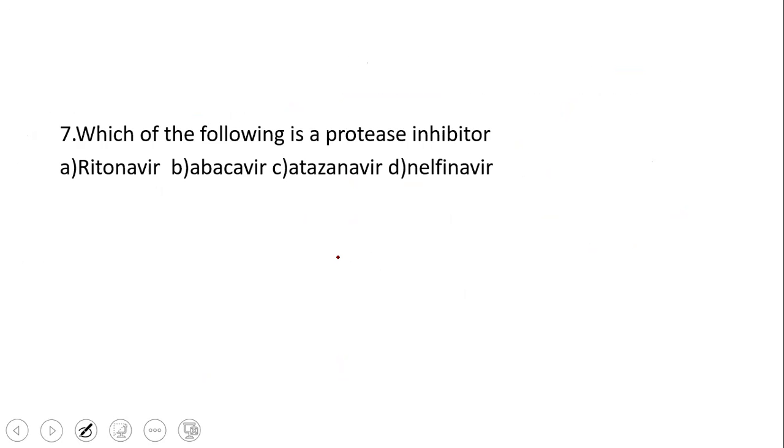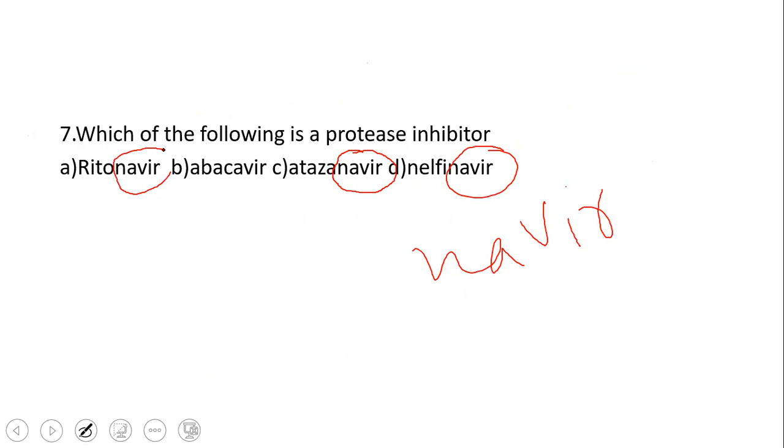Next, which of the following is a protease inhibitor? To identify a protease inhibitor, just know that at the end it has "navir". Navir at the last. Exception: this is not a navir, this is vir. So option B is the correct answer.